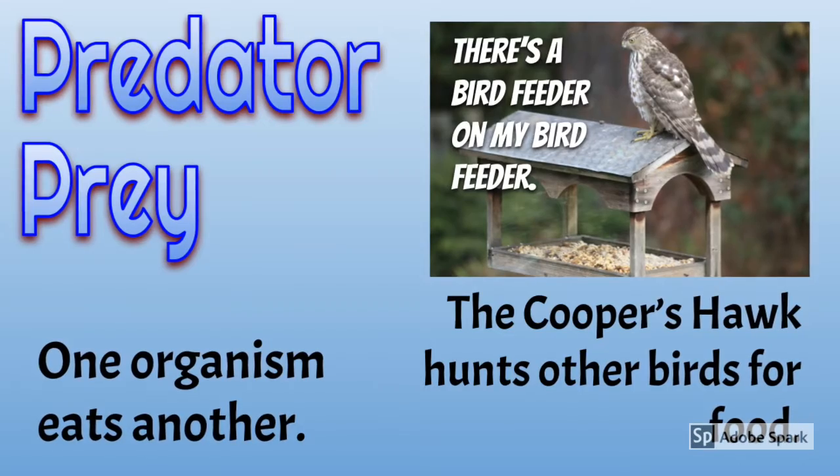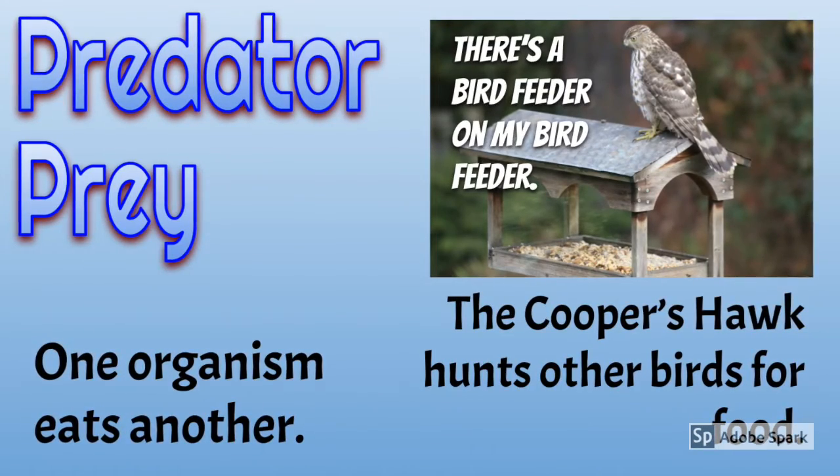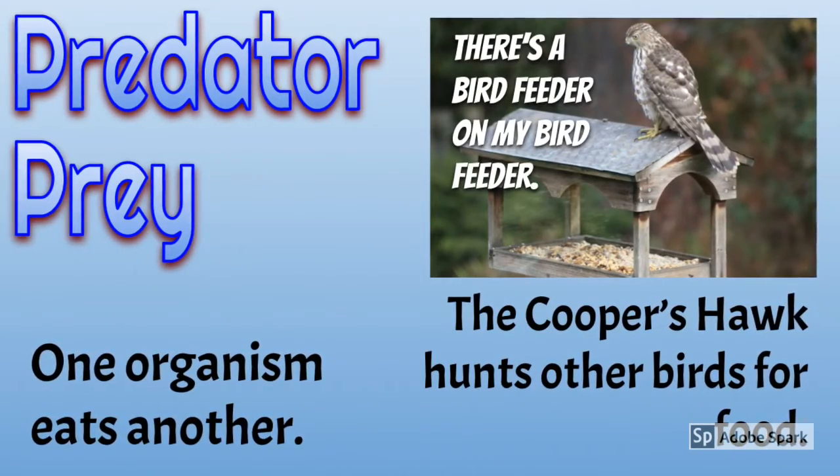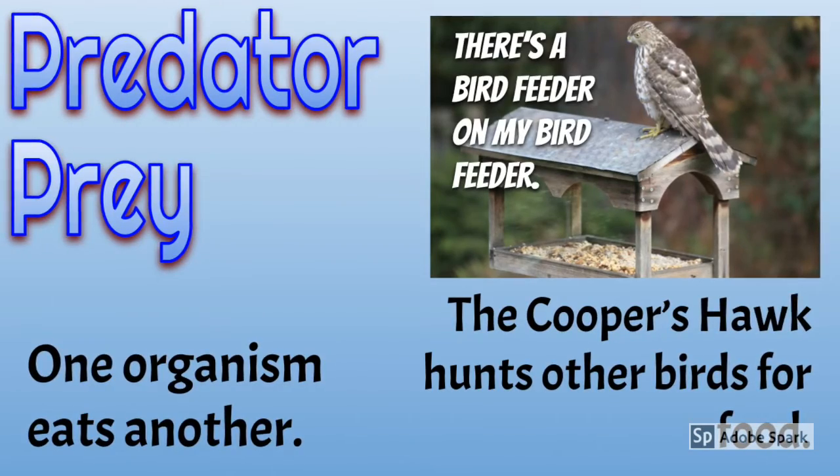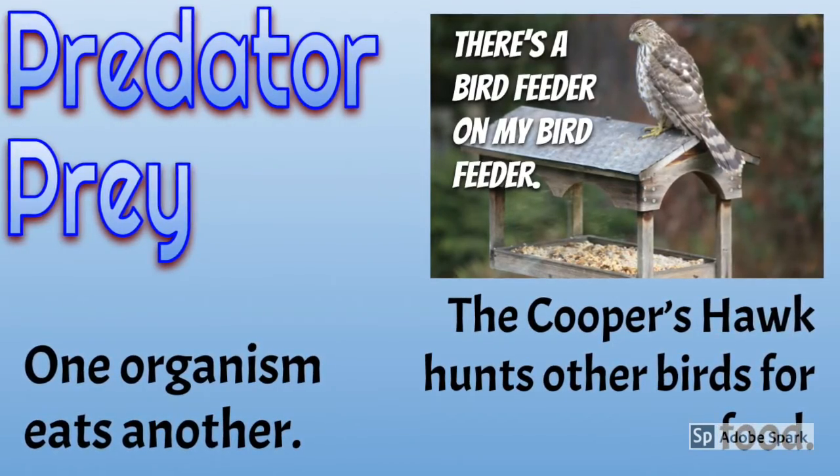Predator-prey relationships are fairly simple. One organism is eating another. Cooper's hawks, you might see them flying around looking to eat the smaller birds in your yard.